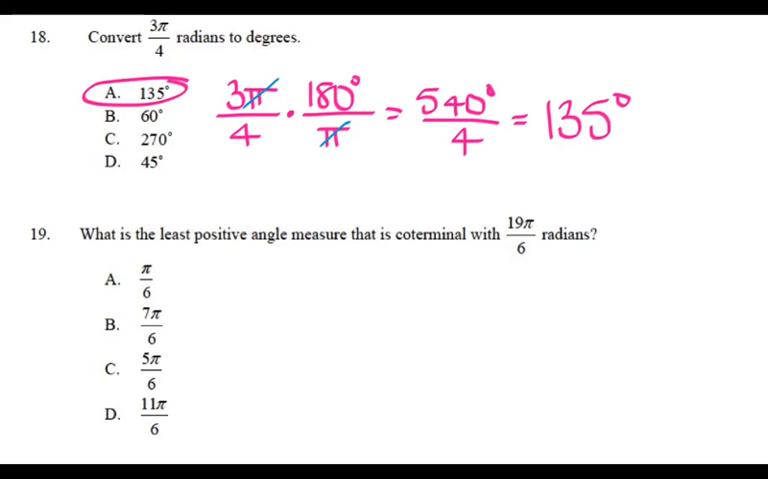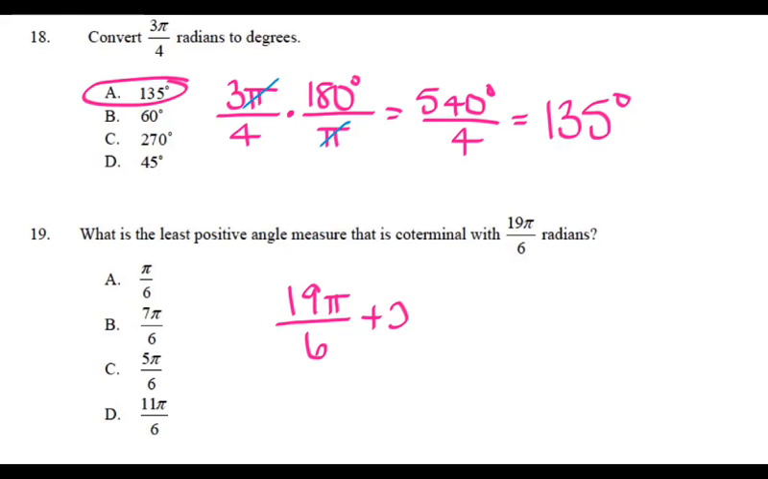What is the least positive angle measure that is coterminal to 19 pi over 6 radians? So coterminal angles are angles that share the same terminal side. So to find coterminal angles, you are either going to add a full rotation or subtract a full rotation. A full rotation in radians is 2 pi. A full rotation in degrees is 360.